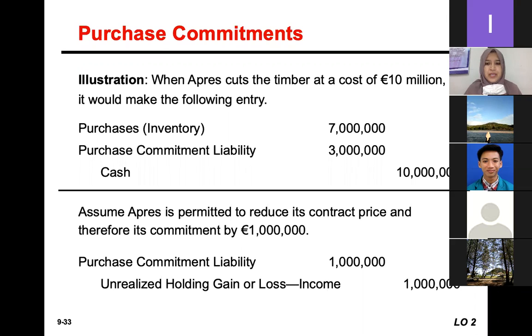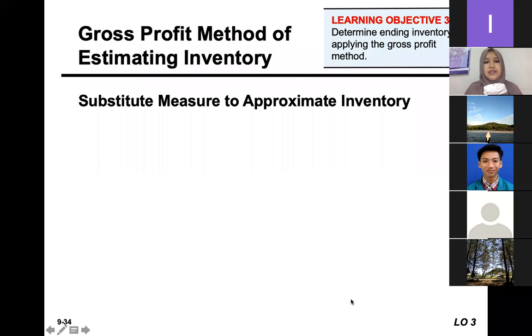Okay, so in the last video I stopped at this topic for chapter 9, on the purchase commitments. Can everyone mute? So we'll continue for chapter 9. Okay, now let's look. This is still about the inventory valuation.